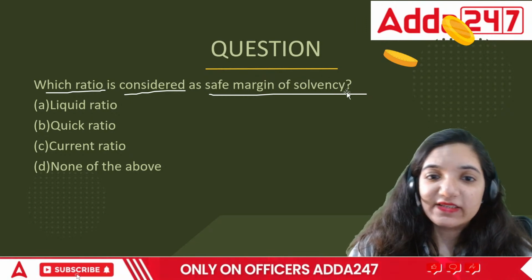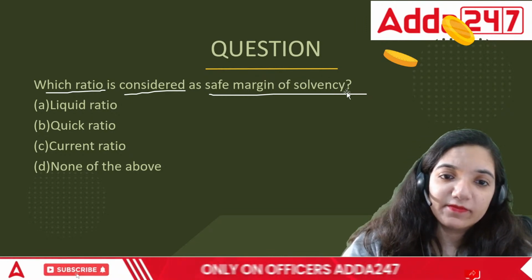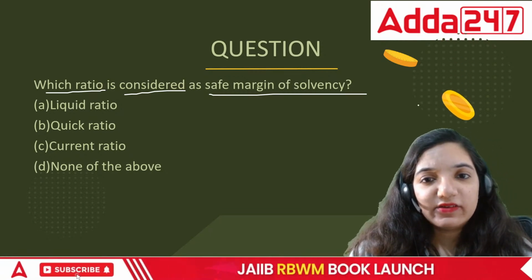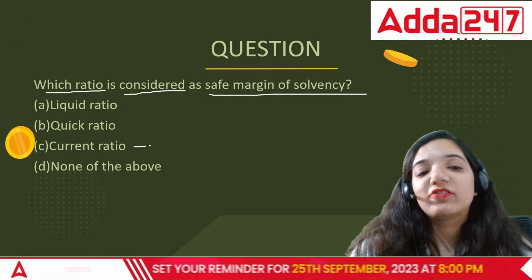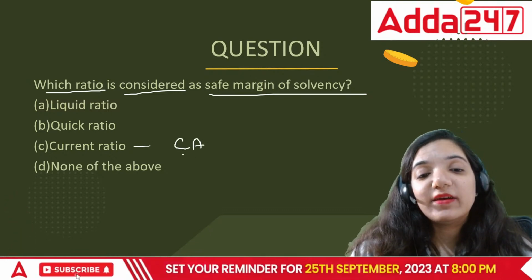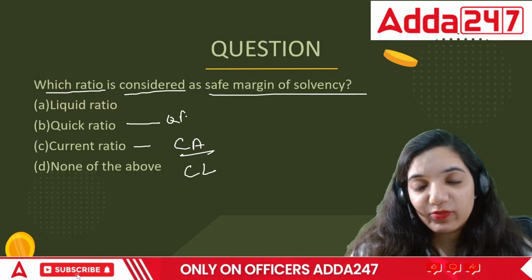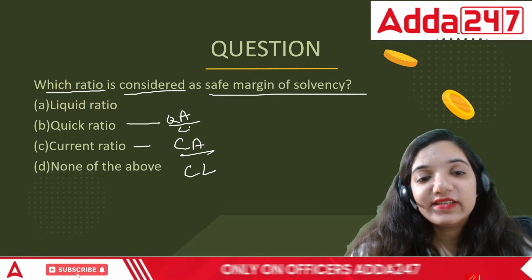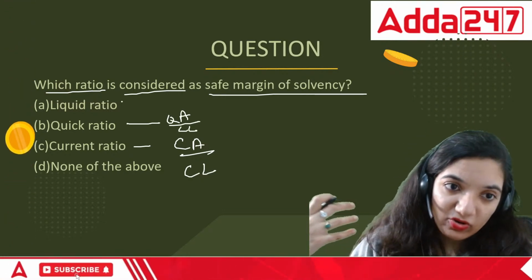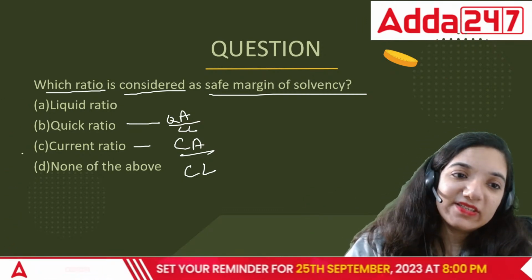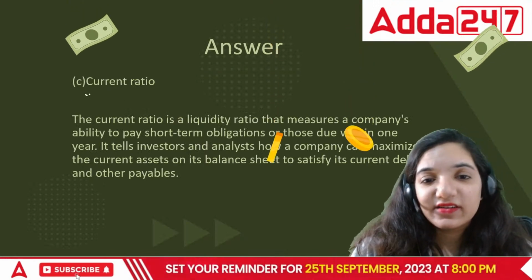What would be the correct answer, everyone? The correct answer for safe margin of solvency is current ratio. The formula for current ratio is CA upon CL. Formula for quick ratio is quick assets upon CL. Liquid ratio is also called quick ratio. So both of these were the same and there was only one difference. So in this case, the correct answer is current ratio.